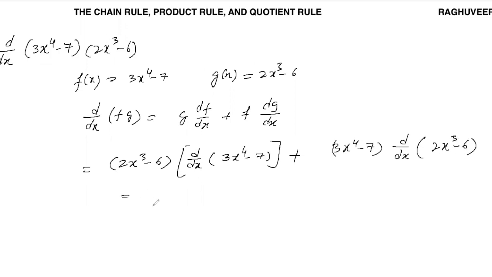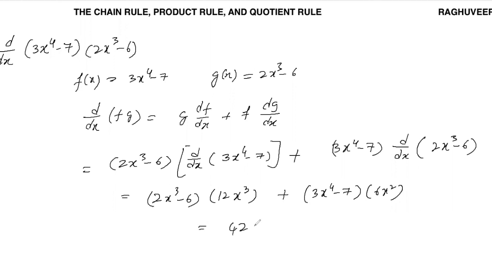So this results as 2x cube minus 6 into 12x cube, and 3x power 4 minus 7 multiplied by 6x square. Further simplifying, this is 42x power 6 minus 72x cube minus 42x square.